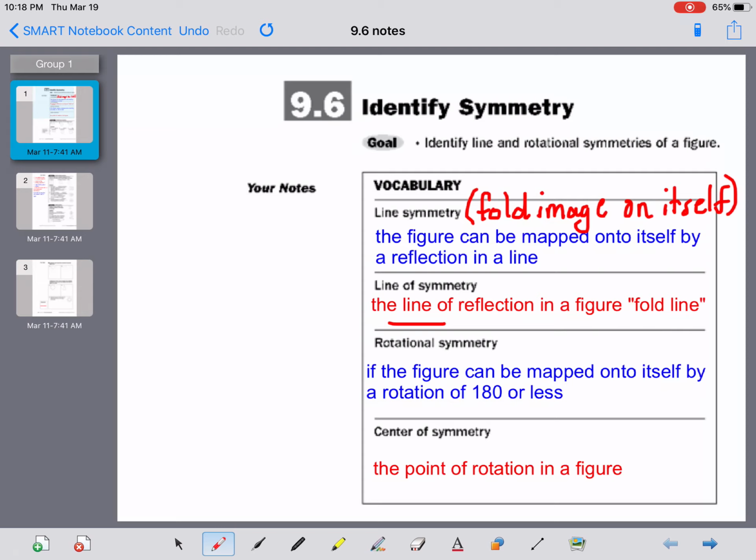Our second type of symmetry is called rotational symmetry. And this is when a figure can be mapped onto itself by a rotation of 180 degrees or less. This is when you can turn an object onto itself. And that center point where you turn it at is called your center of symmetry. So that's our vocab here. Let's just get started on our examples. That's really the whole idea behind this whole lesson today.